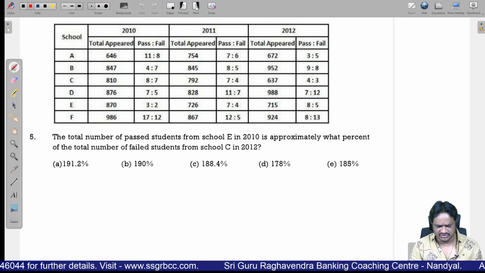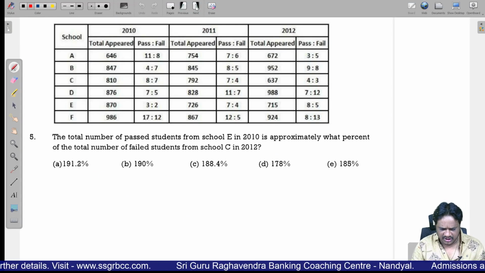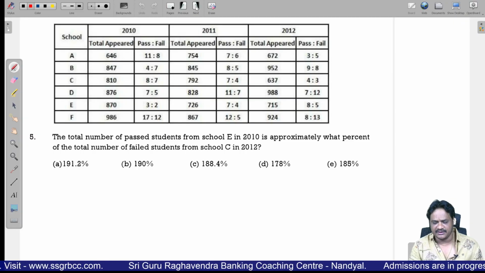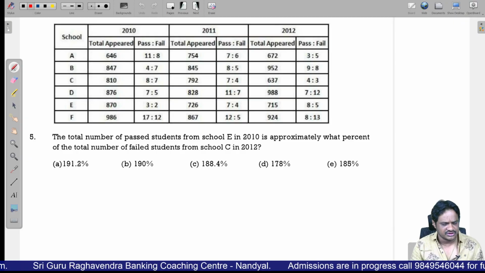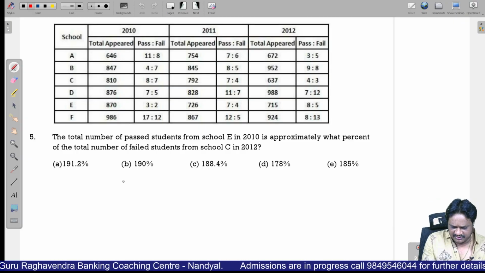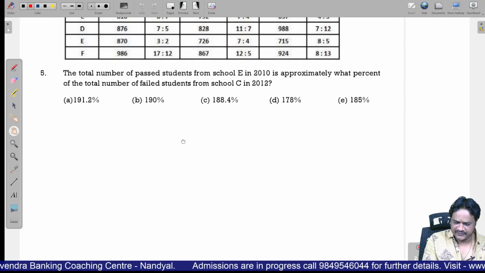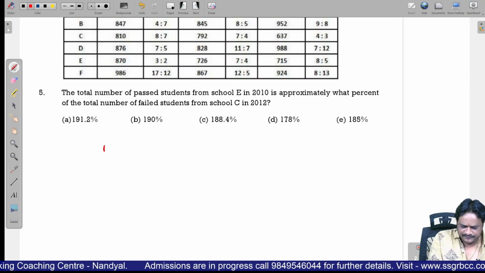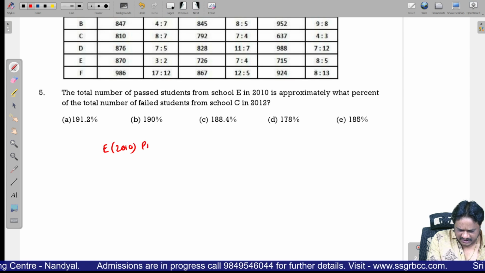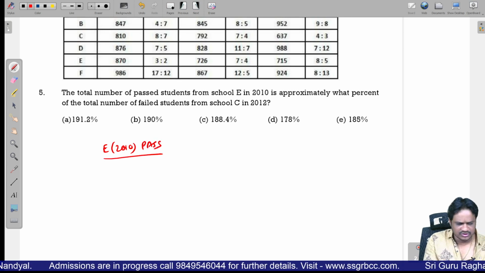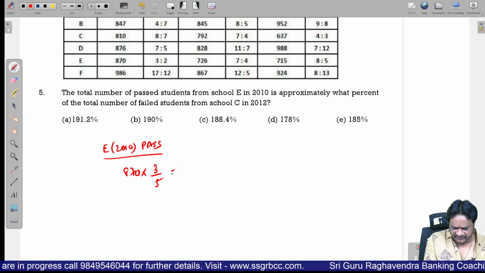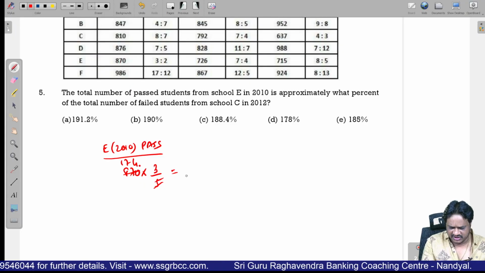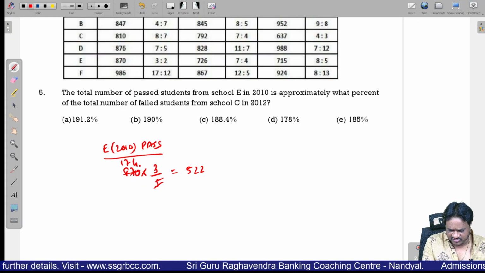Let us see the next question. Total number of passed students from E in 2010 is what percent of the total number of failed students from C in 2012? First of all, E 2010 passed students. In E 2010, how many students are there? 870. In this pass are 3 by 5. 5 17s are 85, 5 fours. So we will get 174 into 3, that is 522.